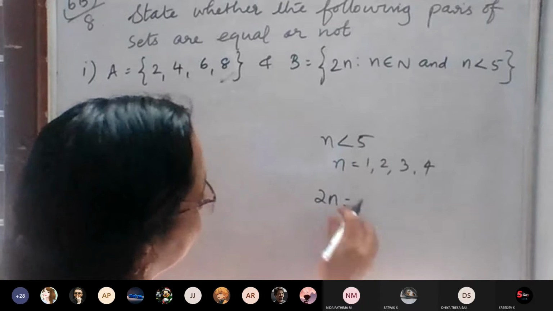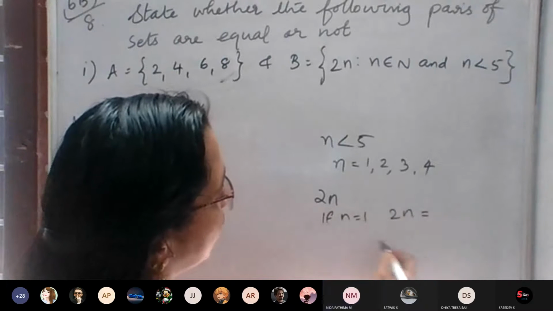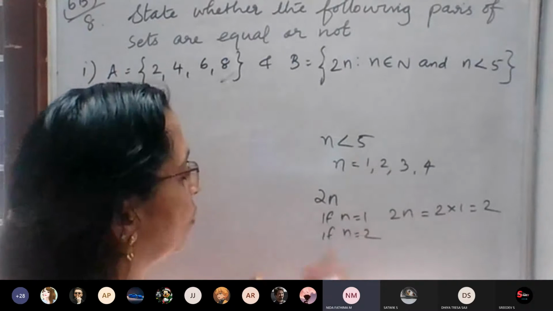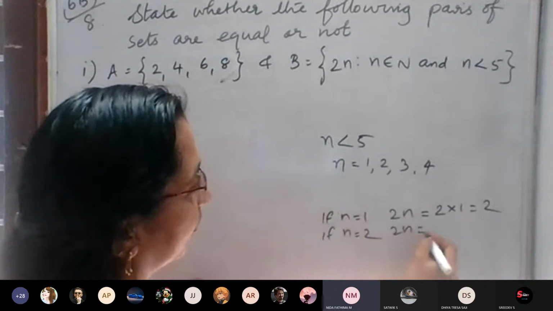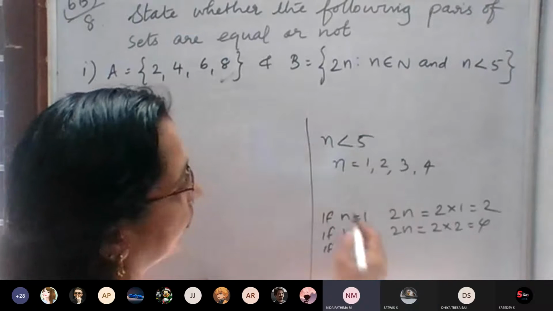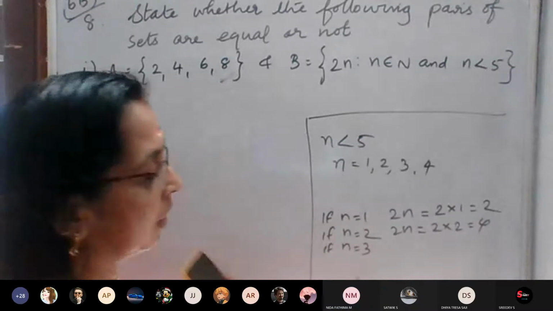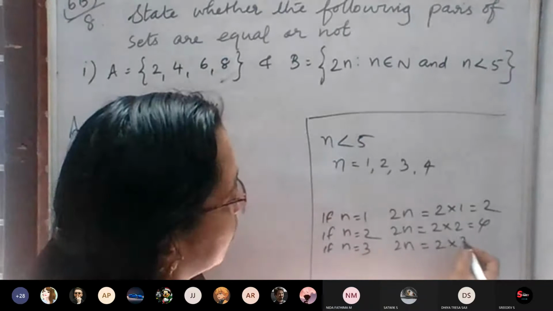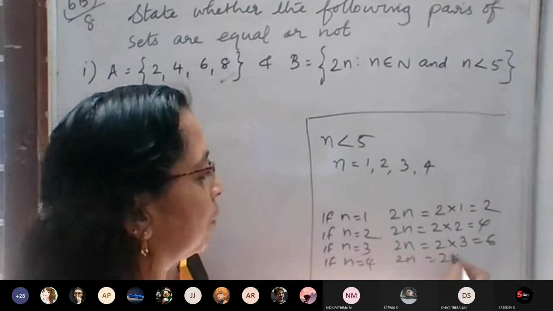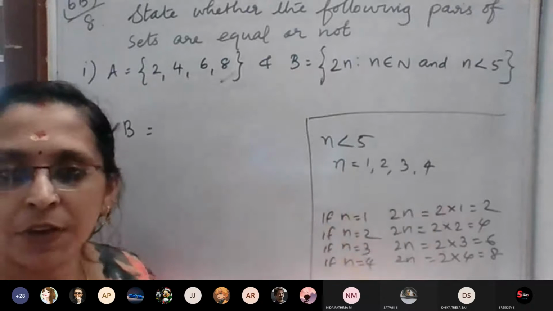If n is equal to 1, 2n is equal to 2 into 1 is equal to 2. If n is equal to 2, 2n is equal to 2 into 2 is equal to 4. If n is equal to 3, 2n is equal to 2 into 3 is equal to 6. If n is equal to 4, 2n is equal to 2 into 4 is equal to 8. These calculations you have to write in your working column. So up to 4 only we need to write, no?